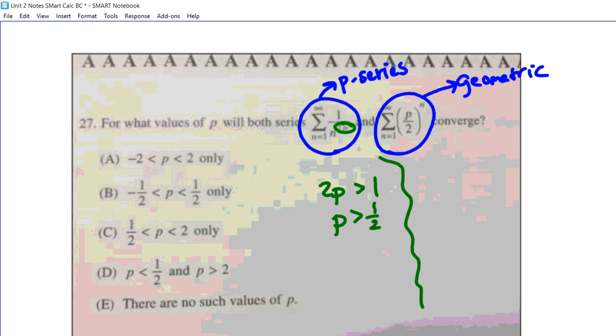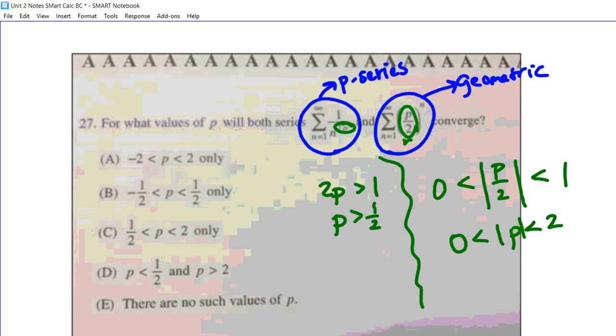Yes. Okay, so now let's come over here. Geometric series says that this is now my what value? R. And that the absolute value of r has to be between 0 and 1. What can I do to both sides here? Multiply by the 2, because absolute value of 2 is just 2. So now put these two together and find your answer. Boom.